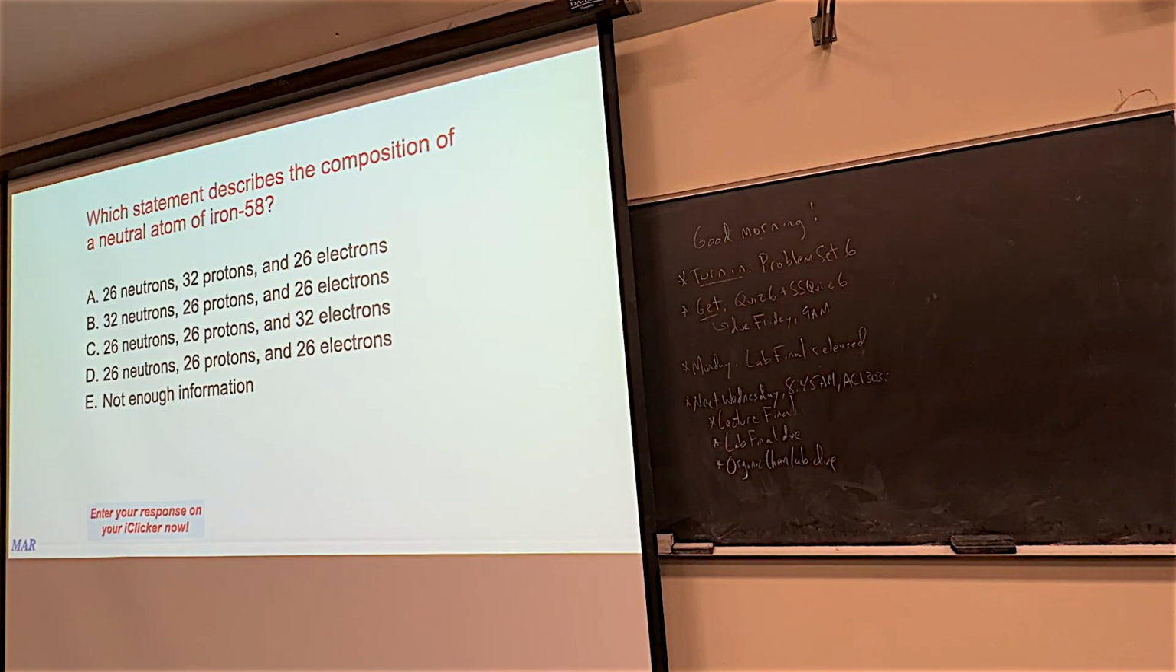So this is the question back from Chem 221, and it says, which statement would be used here to describe the composition of a neutral iron 58 atom? All right. So think about what it means to have iron. Think what it means to have that 58. We'll talk about that here in just a little bit.